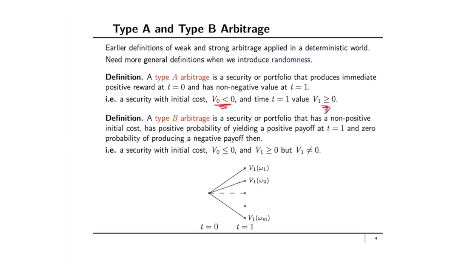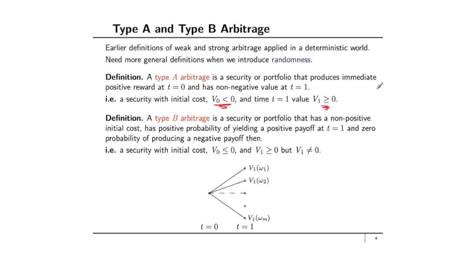So an example of this type of arbitrage would be maybe finding $10 in the street. If you find $10 in the street right now, you're going to receive a positive amount. It's like having a negative cost of $10. And at time 1, you'd have v1 equals 0. So you find the money right now, you get $10, and you have no liability at time t equals 1.